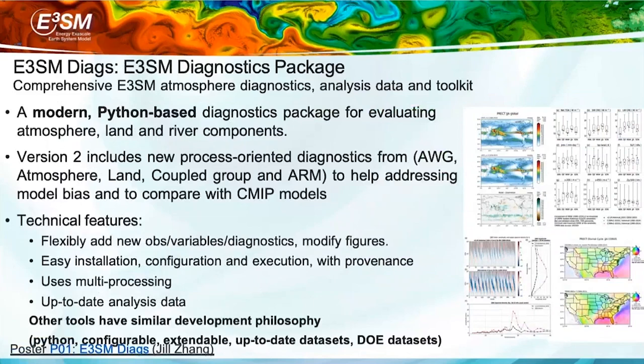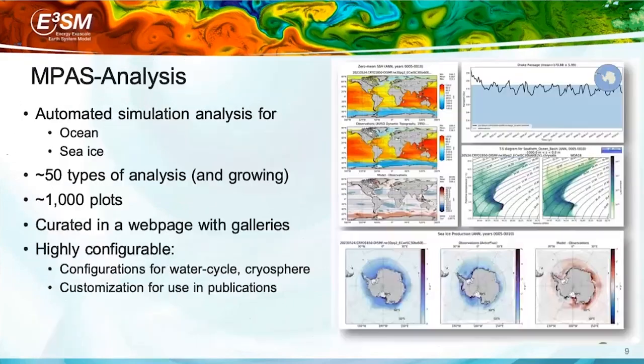E3SM Diags is a Python package for doing analysis of mostly the atmosphere output, comparing it with observations and also with other runs. It's written entirely from scratch in Python, and it allows you to flexibly add new observations and variables. It's pretty easy to install. It uses multiprocessing to speed up the analysis, and it also contains good provenance of how each figure is generated. And we are making an effort to use the latest DOE data for all these figures.